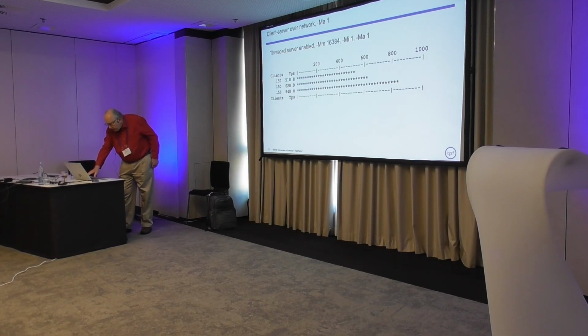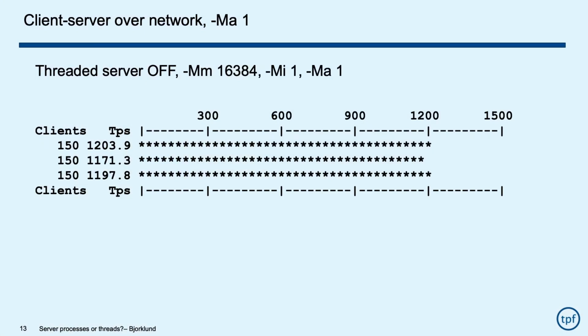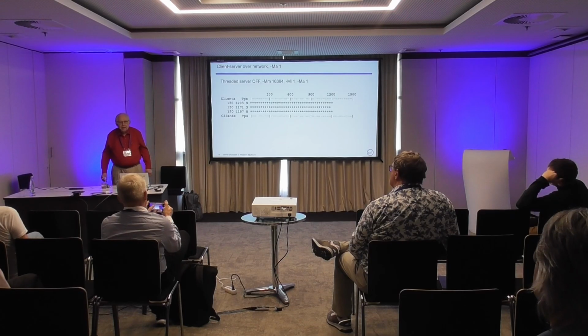So we get 848 for the threaded server enabled. And then if we turn the threading off, we get 1,200 and some. So unthreaded servers are faster in this case.